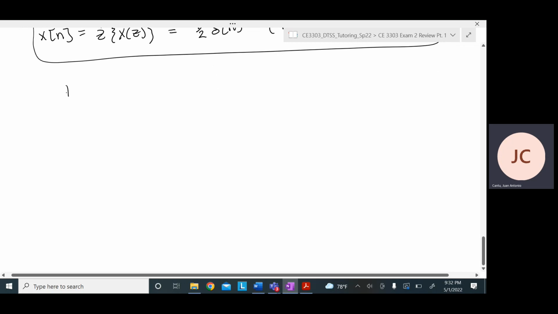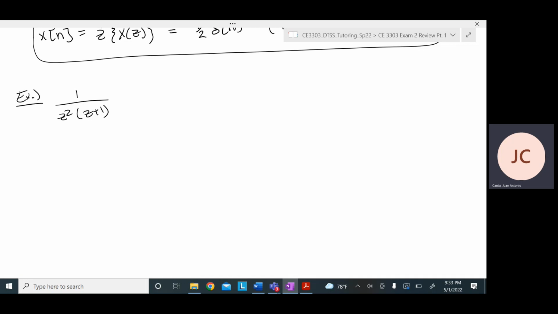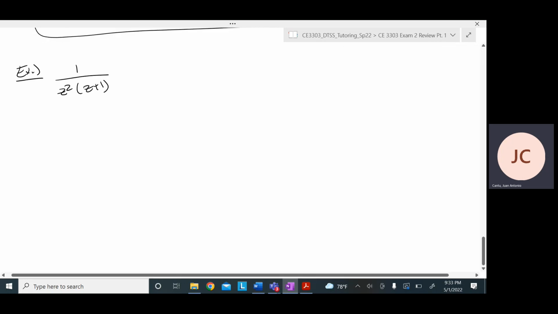Let's say we have, let me say this is another example, 1 over z squared times z plus 1. And we want to find the time domain signal for this z signal. So we need to do the inverse z transform.